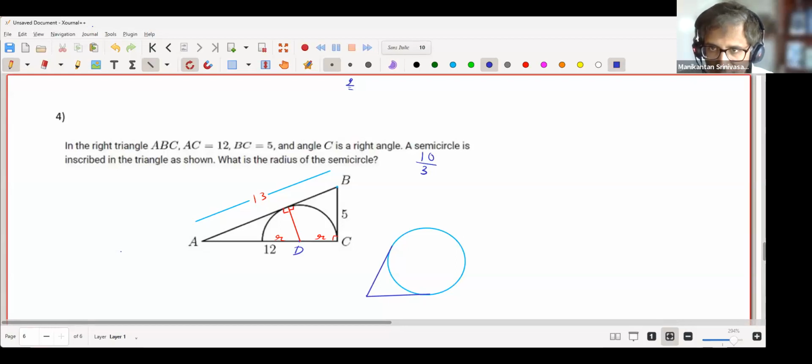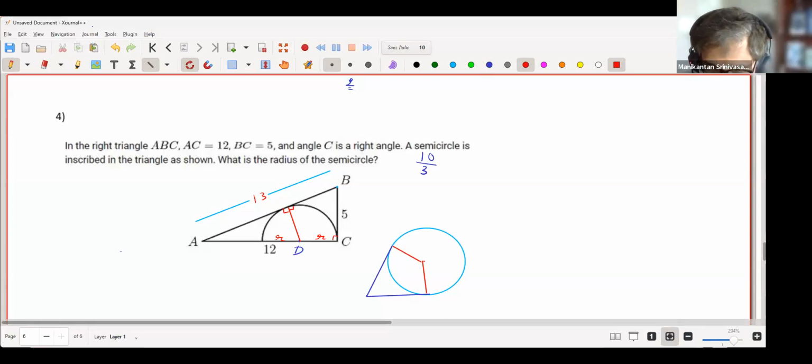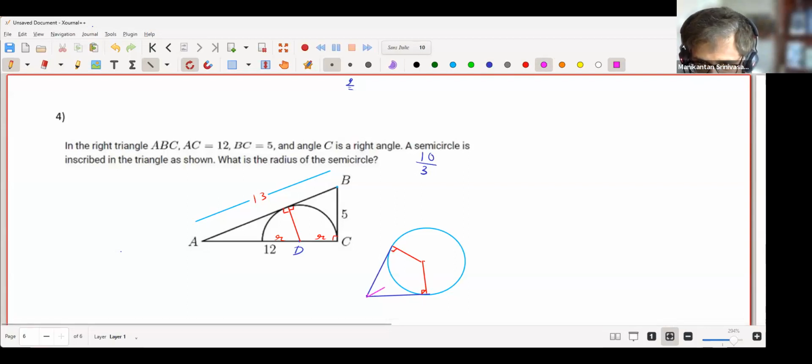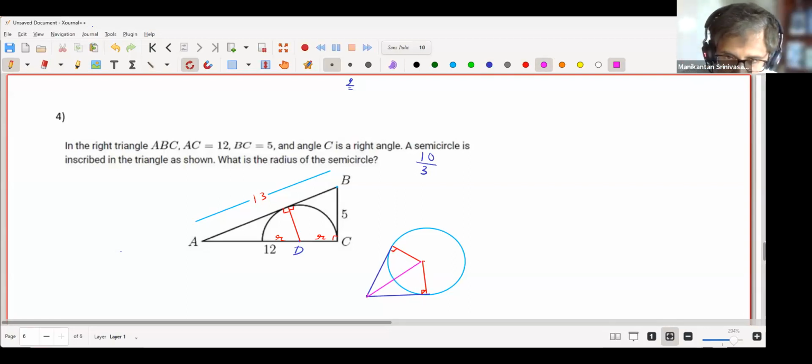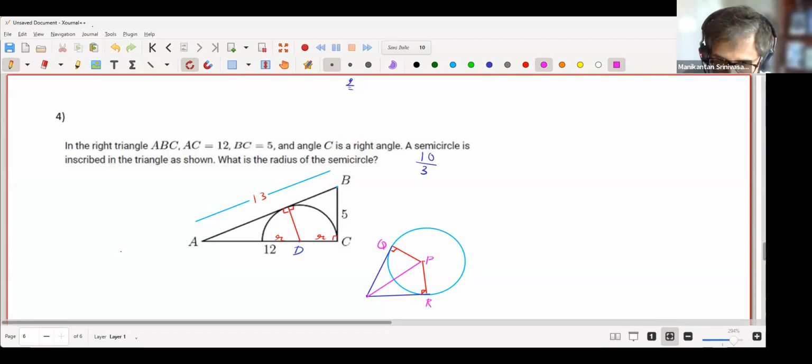Why will they be of the same length? Let's say this is the center, and I connect them to the center. The tangent and the radius are perpendicular, so this is perpendicular as well. And I connect the external point to the center here. Let's label all of this. Let's say the center is P. Let's say this is Q, R, and S.